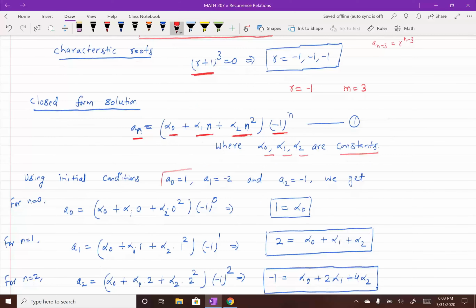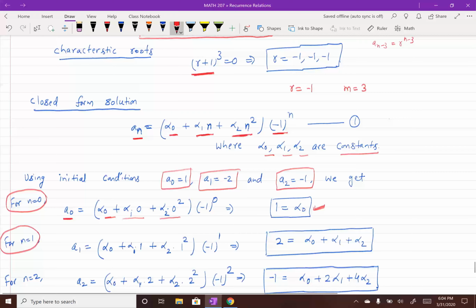And our initial conditions in this case are a0 equal to 1, a1 equal to -2, and a2 equal to -1. So for n equal to 0, we put n equal to 0 in our closed form of the solution. This side will be your a0 and the right hand side will be alpha 0 plus alpha 1 times 0 plus alpha 2 times 0 square, times -1 to the power 0, which if you simplify gives you alpha 0 equal to 1.